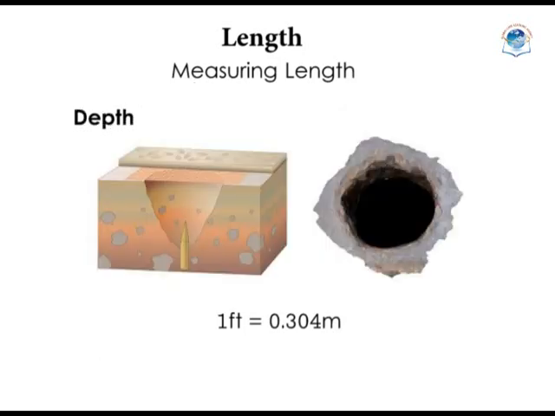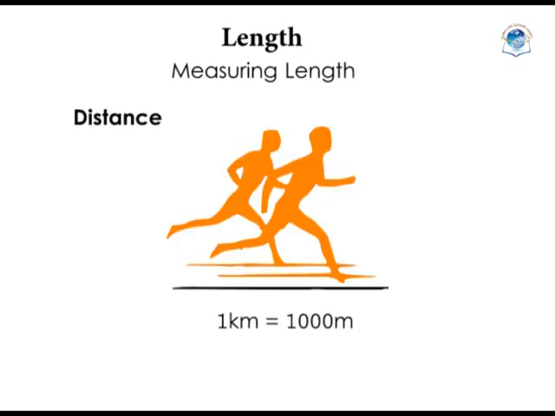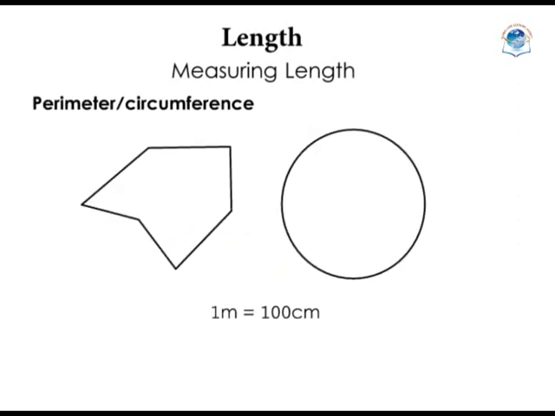Diggers will talk about the depth of a pit or a well, again in feet or meters. The tailor will take the measurements for your outfits in inches. Athletes will talk about a 100 meters race. In mathematics, we talk about the perimeter of plane figures, and when it comes to circles, we call that perimeter the circumference. All these terms refer to the length of something.